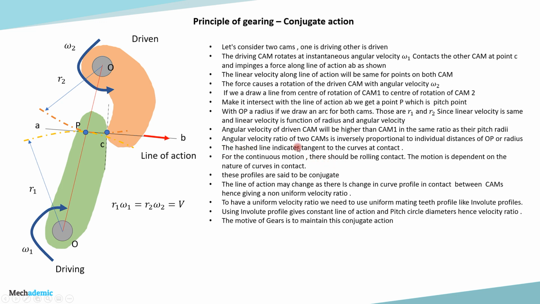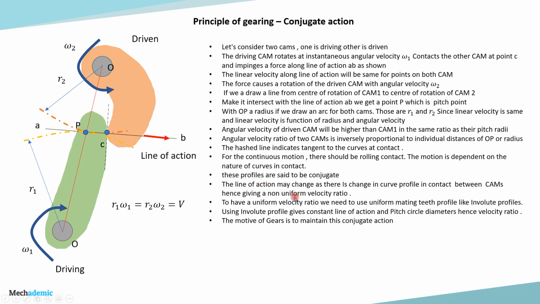And the hash line indicates the tangent to the curves at contact. So this hash line indicates the tangent of the curves of the cams at contact point C. So for continuous motion throughout the rotation, there should be a rolling contact at point C always. So the motion is dependent on the nature of the curves which are in contact. So the nature of curves of the orange cam as well as the green cam at the point C will decide whether there will be a rolling contact across the range of motion.